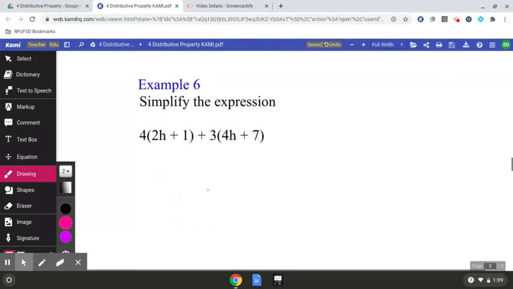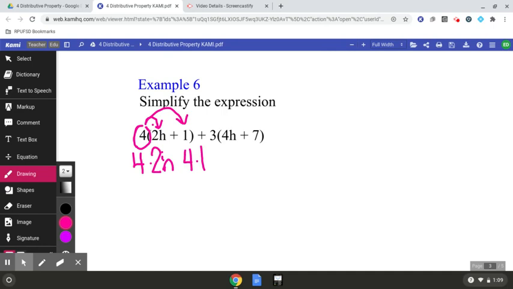Okay, so here, this one's a little different looking as well because now we have actually 2 sets of parentheses. So we're actually going to do 2 separate distributions. So the first one, we're taking the 4, and that's what we're going to distribute. So 4, for the first one, 4 times 2h, and then you're going to do 4 times 1.